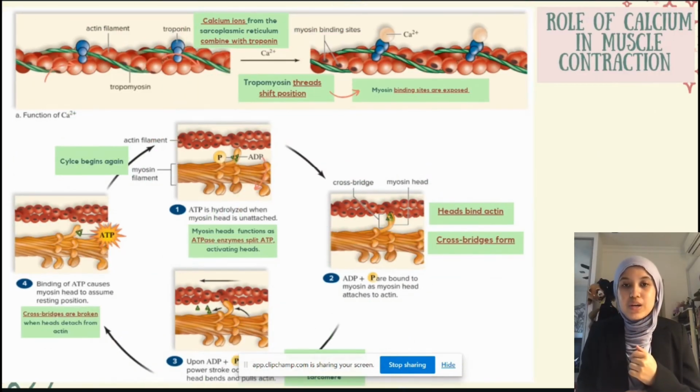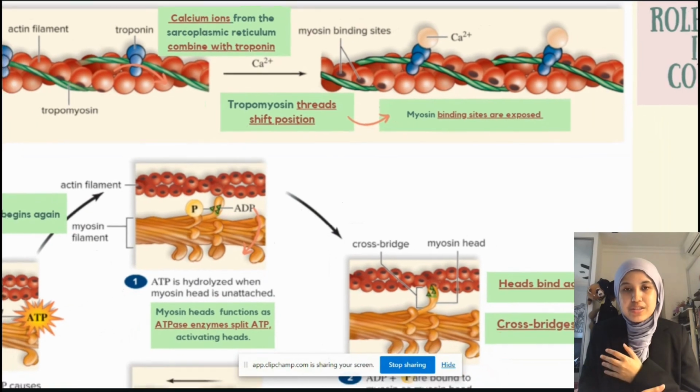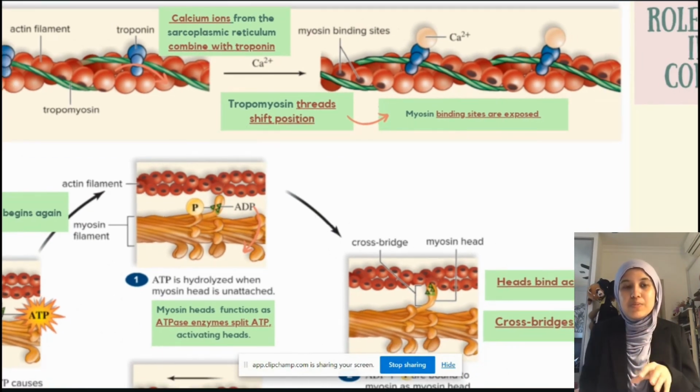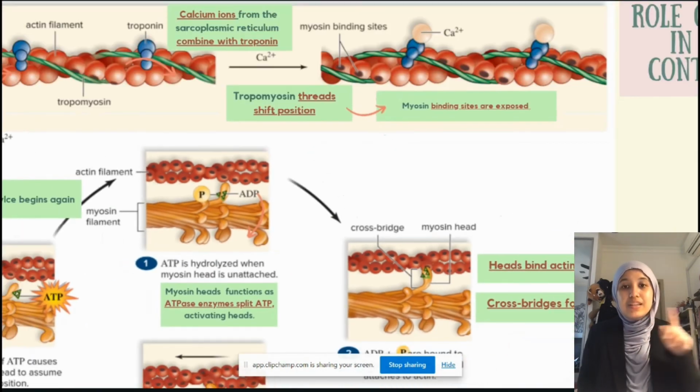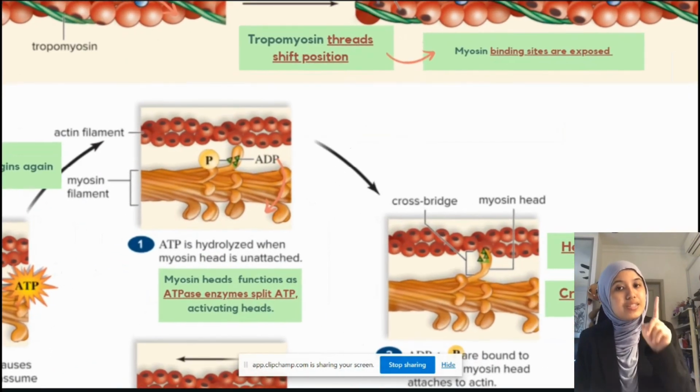Now let's look into how calcium 2+ ions actually cause muscle contraction. So first, calcium 2+ ions from the sarcoplasmic reticulum combine with troponin, and this forms a troponin calcium 2+ complex that pulls on the tropomyosin and shifts their position. And so this exposes the myosin binding sites. Now let's look into the first step.